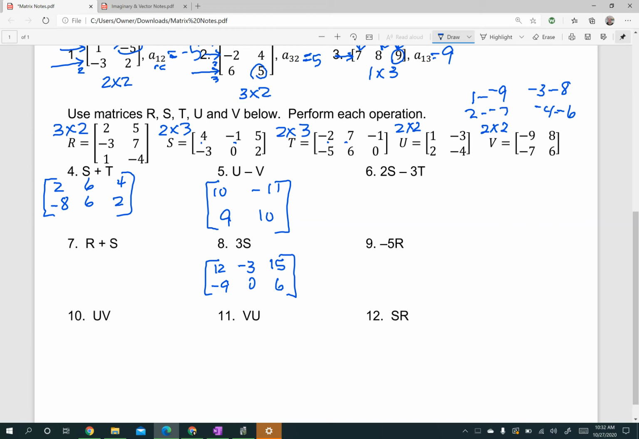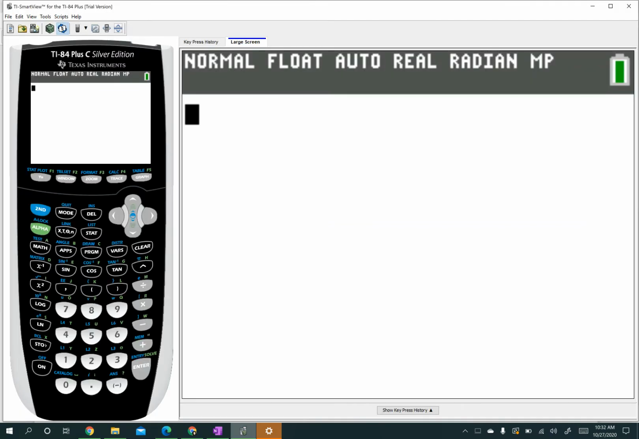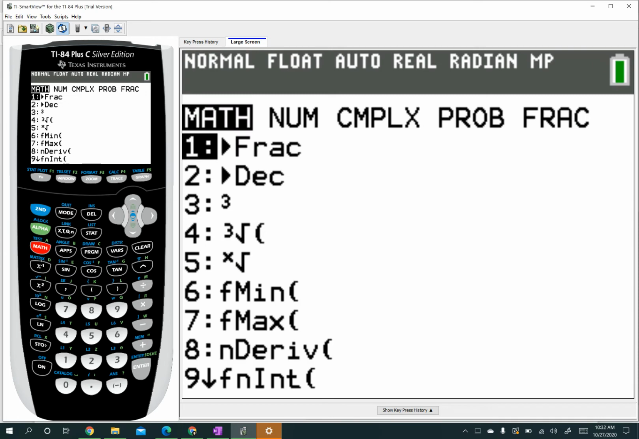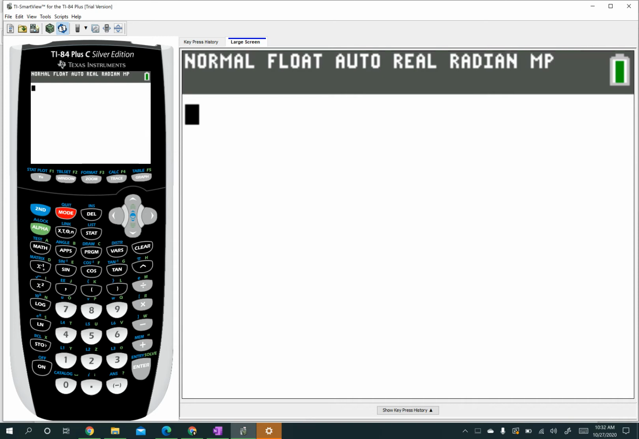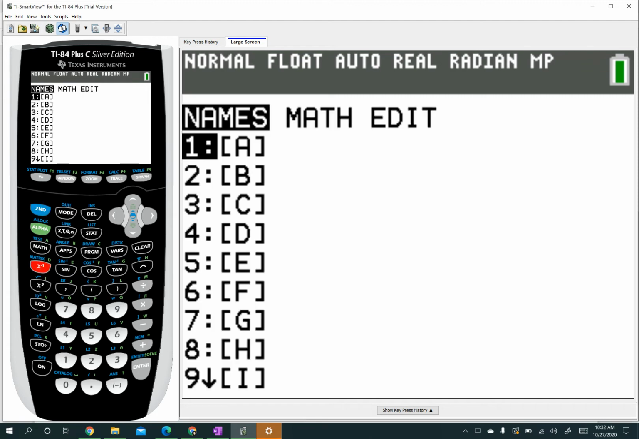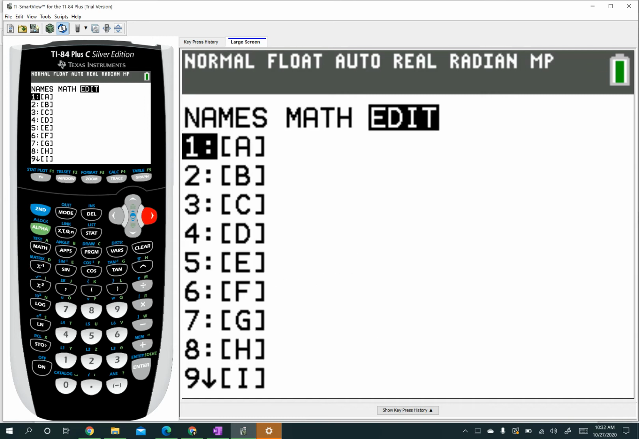Now, let's go do 4 through 9 in our calculators, and then we'll come back and do these multiplications because this takes a little bit more work. So if you pull up your calculators, you'll notice right above the x^-1 is a matrix button. If you do second and the matrix key, it pulls up this menu right here, okay? And you want to edit the matrices. So it lists A, B, C, D, E, F, G, H, I.